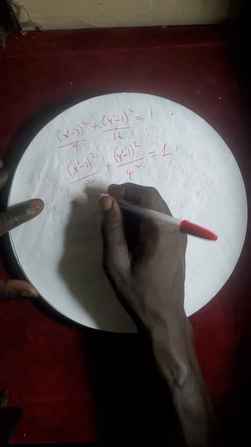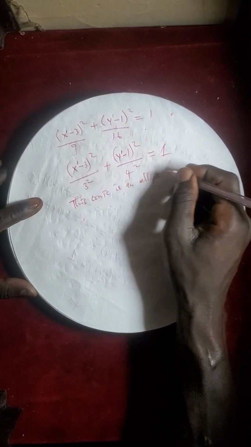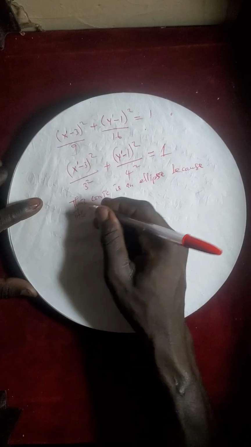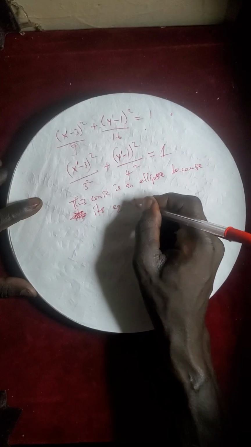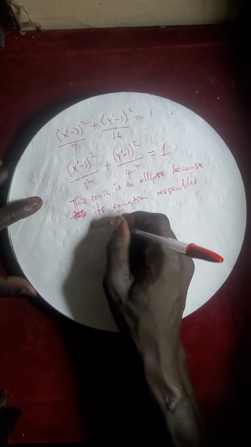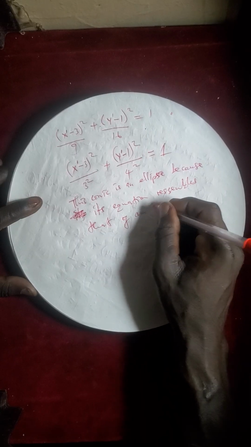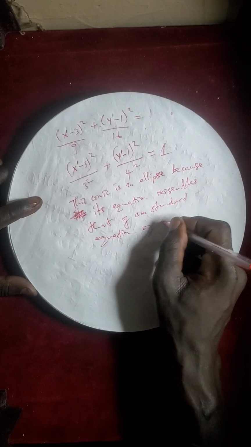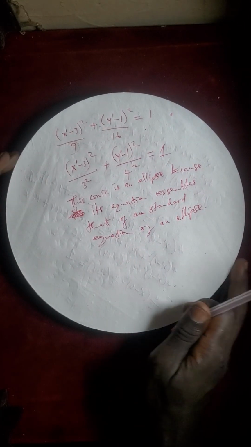This conic is an ellipse because its equation resembles that of a standard equation of an ellipse. I won't encourage you on anything on how to do this, but on how to write it.